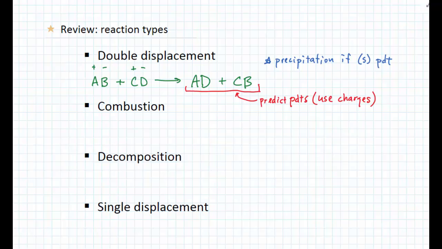So double displacement, we can predict products, write and balance equations. Combustion would be something like where we have CxHy, just a certain number of carbons, certain number of hydrogens. That's just a carbon-hydrogen containing compound, a hydrocarbon. And what's the other reactant always in combustion? Oxygen, O2.